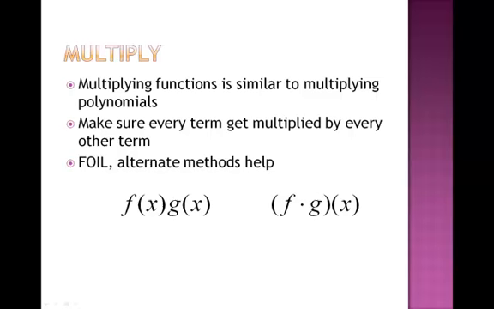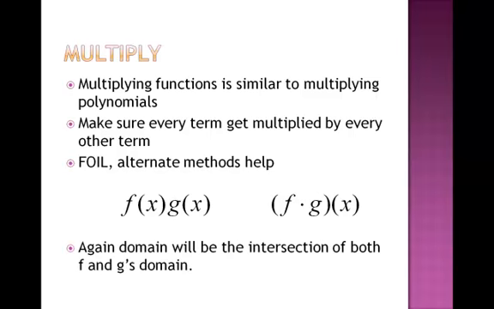Now, this will have an effect on the domain, but it's actually the same effect that we had for adding and subtracting. The domain of the new function we create will be the intersection of f and g's domain. So look at the values that are in f's domain and g's domain and see which values they have in common. This will be your new domain when you multiply them together.